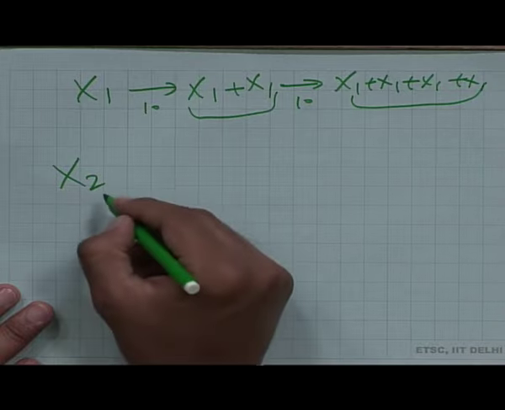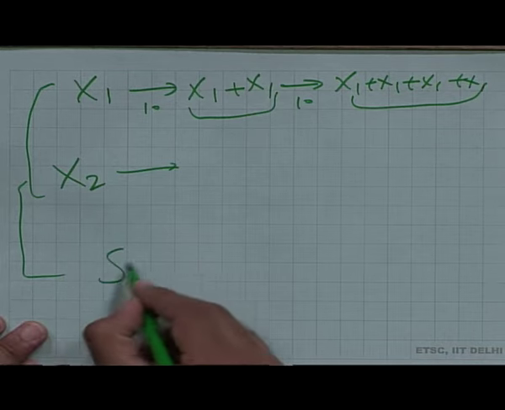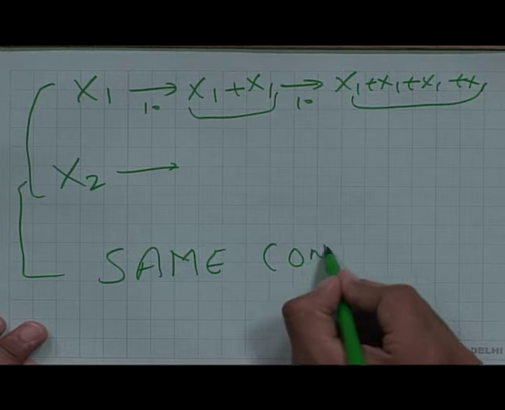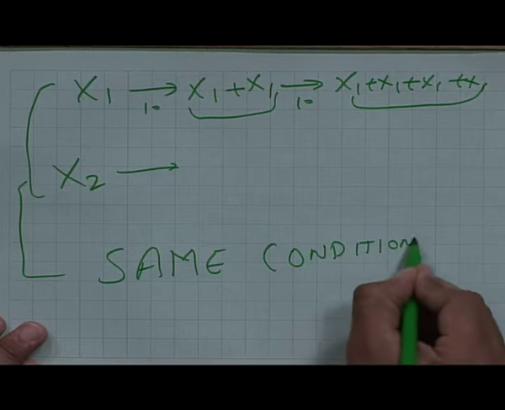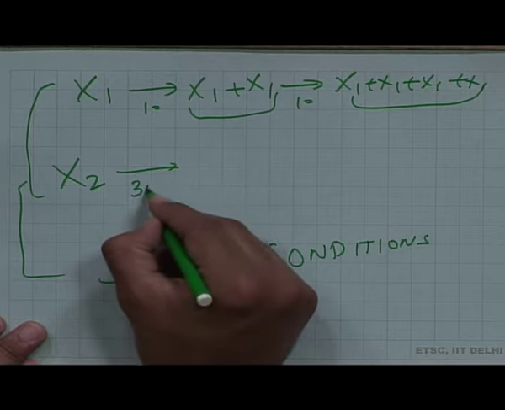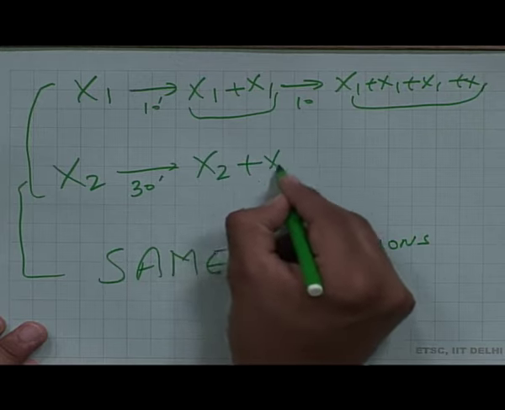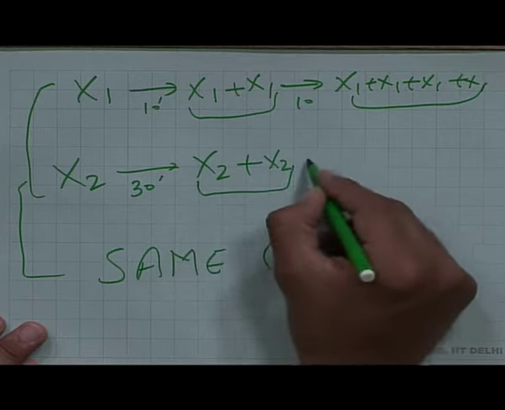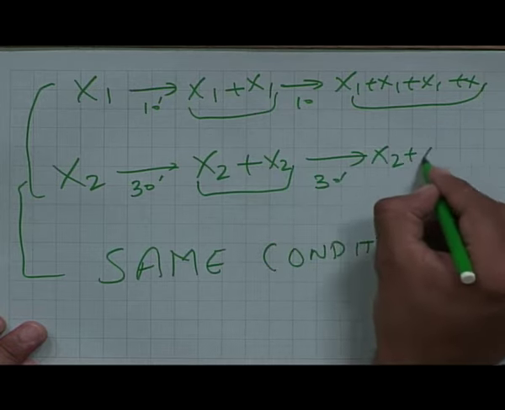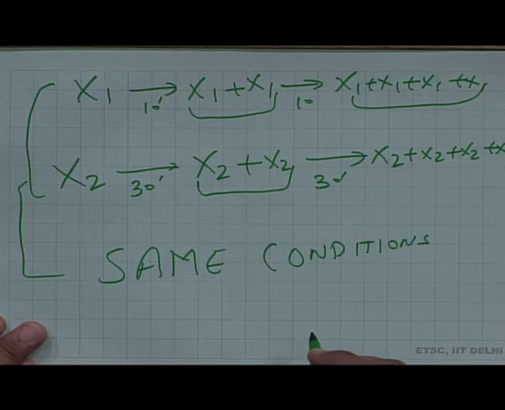Okay. While x2 is a different microorganism and they are under exactly the same conditions. Okay. So, x2 requires 30 minutes, and it becomes x2 plus x2. It requires another 30 minutes and it will become x2 plus x2 plus x2 plus x2. Okay.